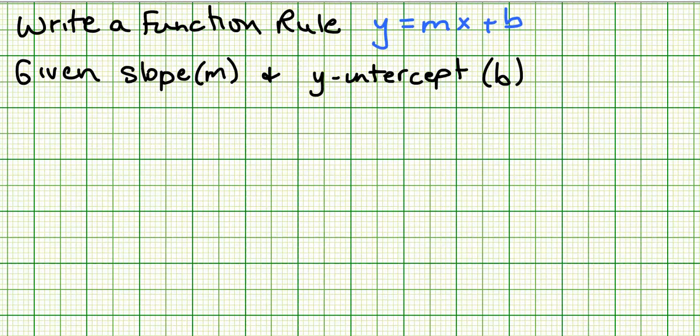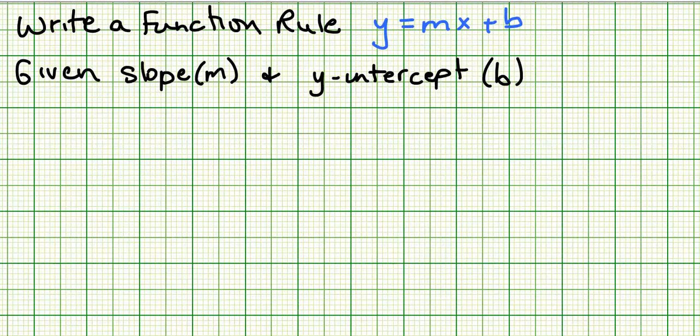to write a rule for these functions that we talked about in the last videos. If something is linear, chances are it's going to be a function. The only time that it would not be is if it was a vertical line going straight up and down. Then that's not necessarily a function; it would fail the vertical line test.